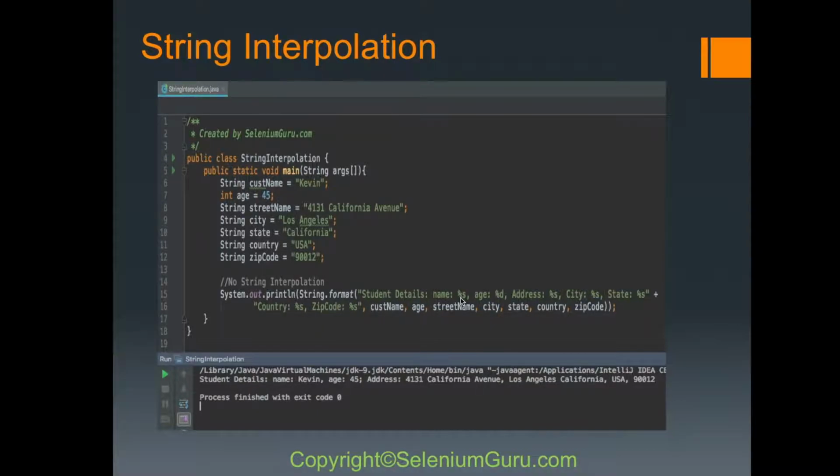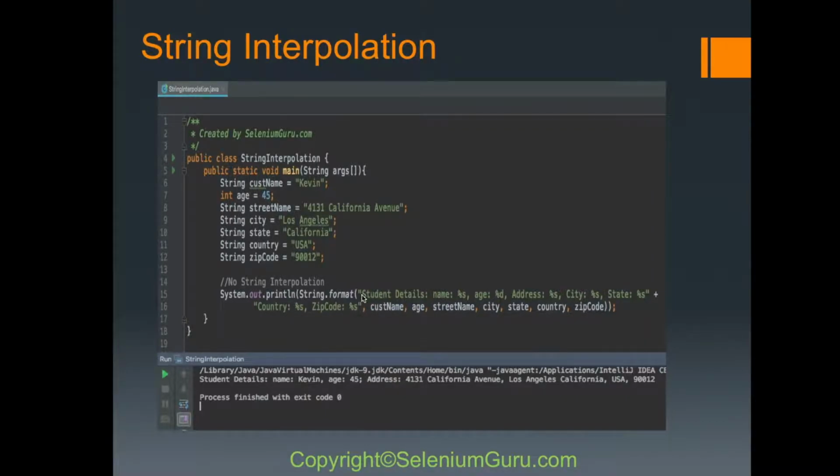So basically, what you're doing here is, whatever string you want, say I want to print out this name, you do name with this colon, and since it's a string, you do percentage S. Same thing with this integer variable. It's an integer, so you're going to put percentage D. If it was a floating point, you're going to do percentage F. Since address, city, state, country, and zip code are all strings, you're going to put percentage S.